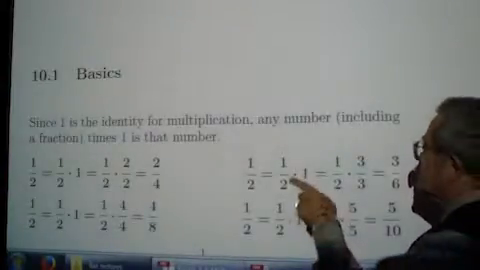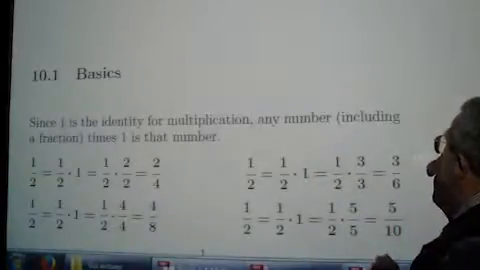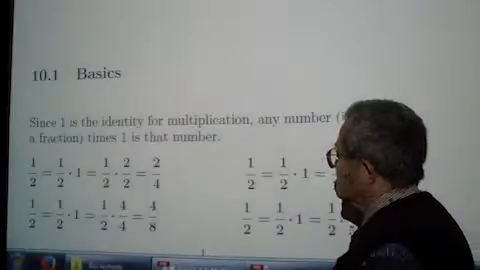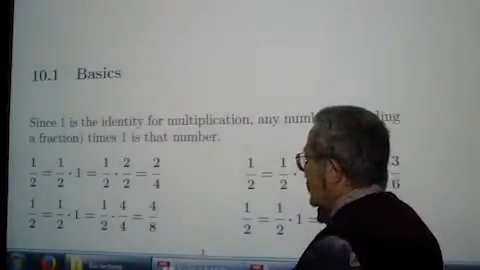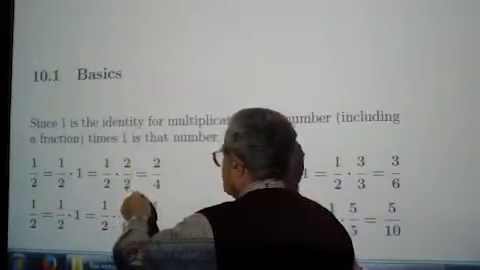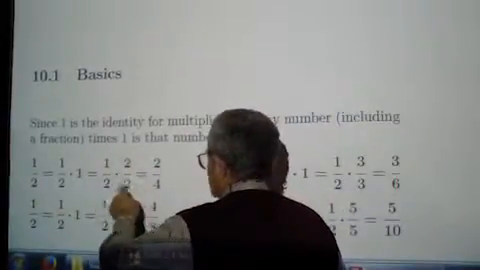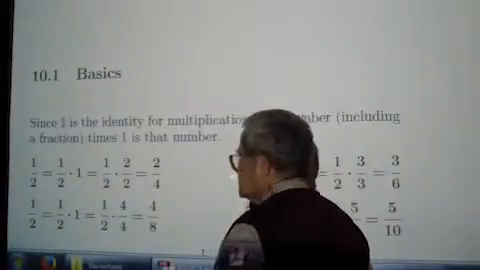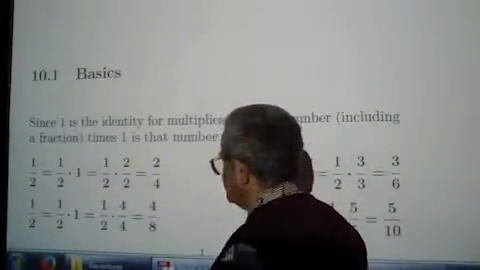Since 1 is the identity for multiplication, any number, including a fraction, times 1 is that number. 1/2 is 1/2 times 1. 1 can be written as 2 over 2, and 2 times 1 is 2, and 2 times 2 is 4. So 2 over 4 is also 1 over 2. We had seen that before, hadn't we?